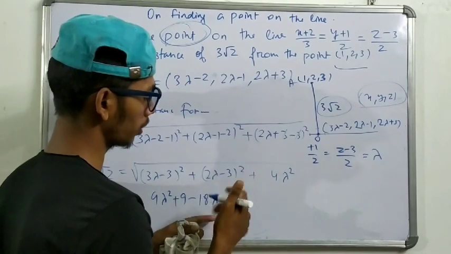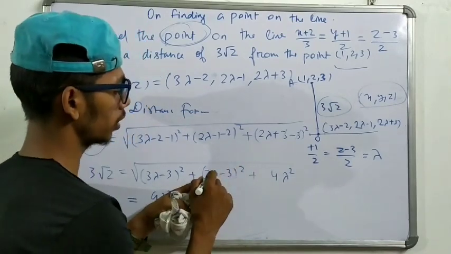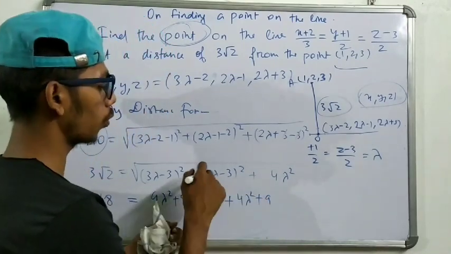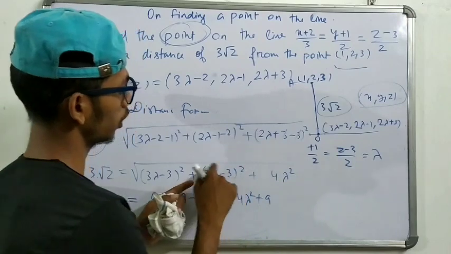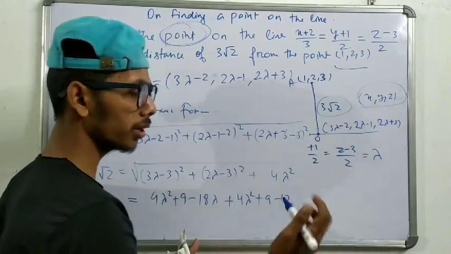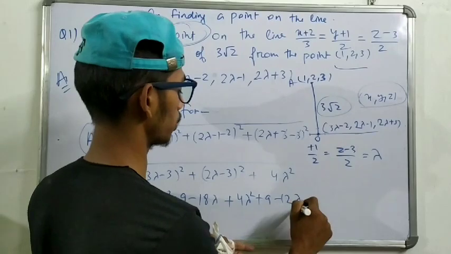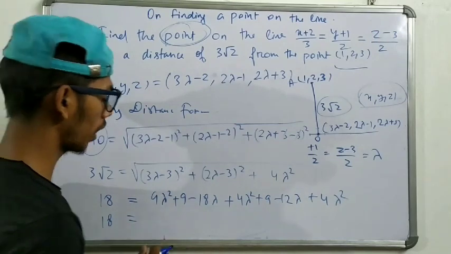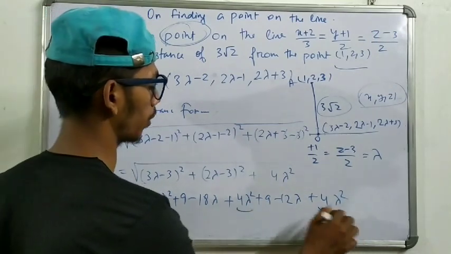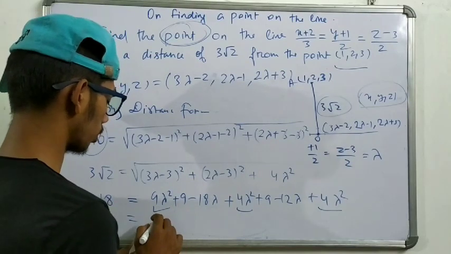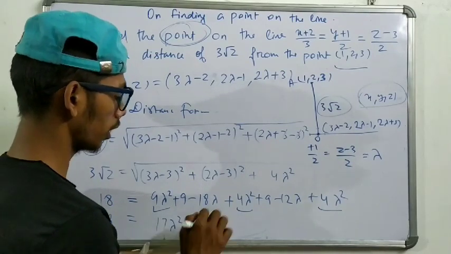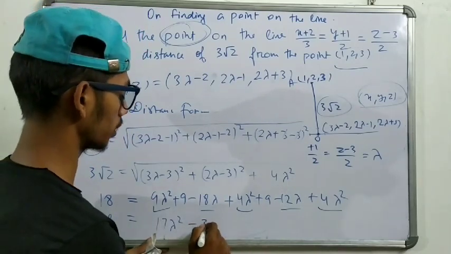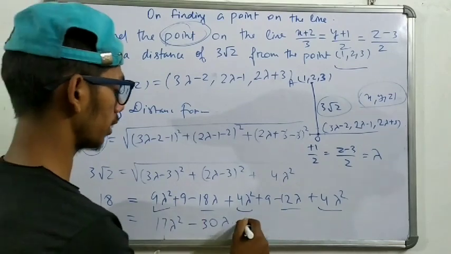Again using this, opening this, means evaluating this. And then a square, like 4 lambda square plus 9, and then minus 3, like 3 twos are 6, 6 twos are 12. Okay, 2ab, yeah? So like this, 2 lambda minus 12 lambda, and then 4 lambda square. Then use this and find the value of lambda. Then 9 lambda square plus 4 lambda square, 13, 17 lambda square, and then minus 12 lambda and then minus 18 lambda. It will give you minus 30 lambda, and 9 and 9 is 18.